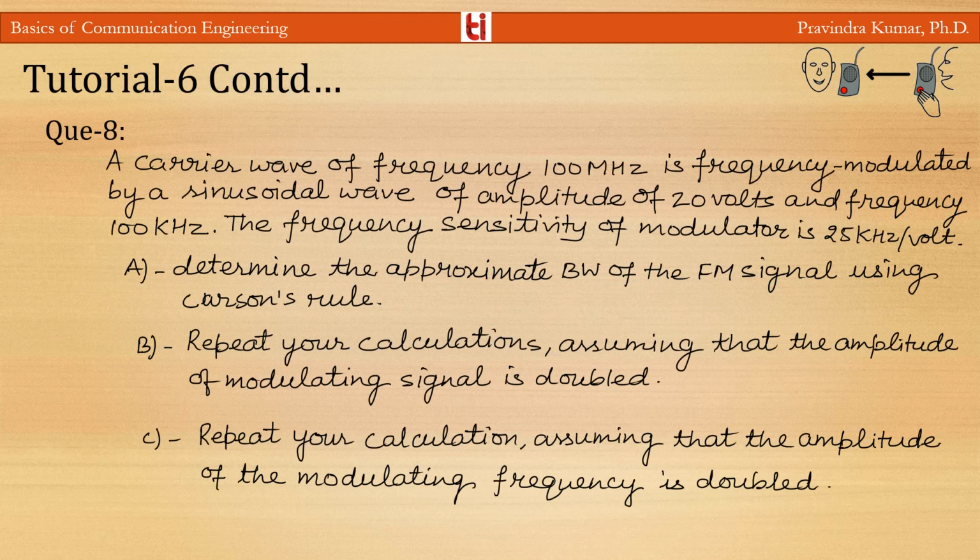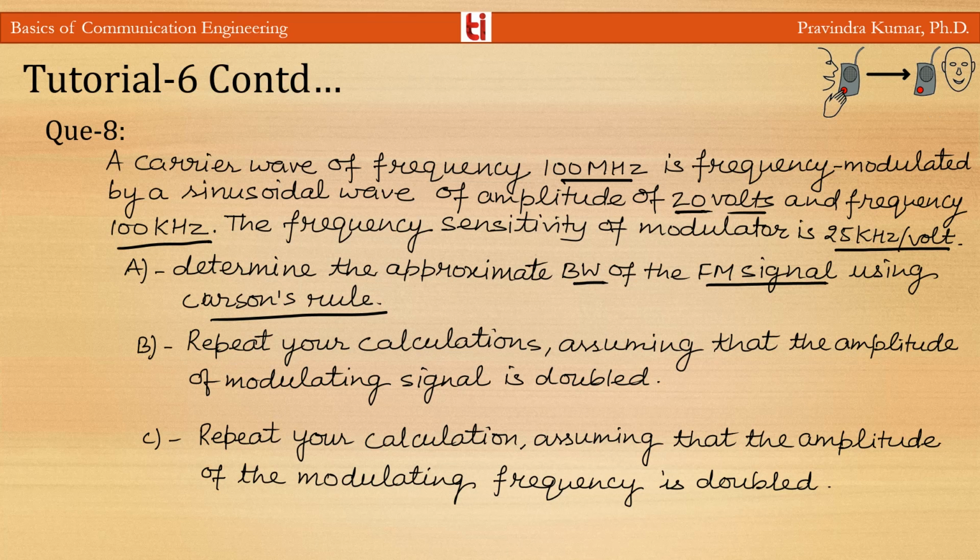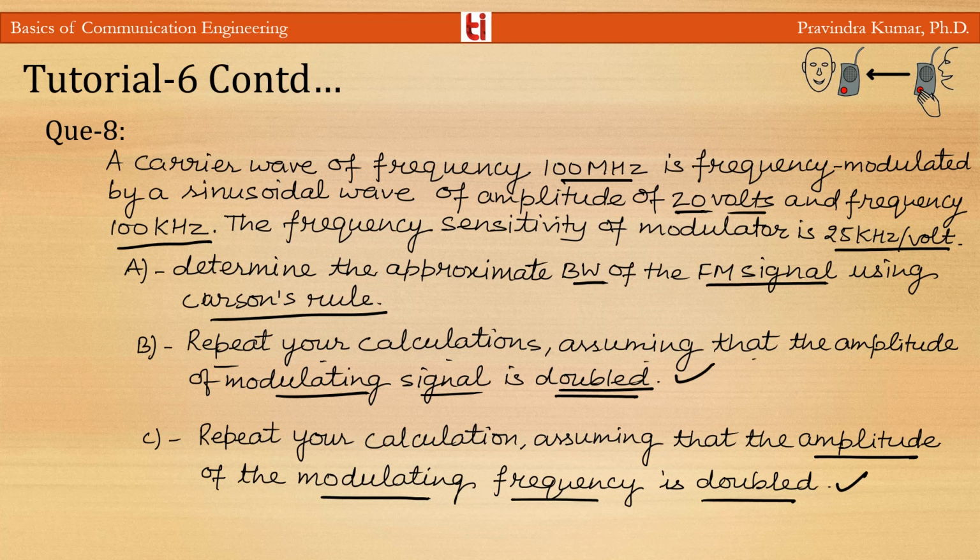Now next question. A carrier wave of frequency 100 MHz is frequency modulated by a sinusoidal wave of amplitude 20 volts and frequency 100 kHz. The frequency sensitivity of the modulator is 25 kHz per volt. Part A, determine the approximate bandwidth of the FM signal using Carson's rule, and repeat your calculations assuming that the amplitude of the modulating signal is doubled. And repeat the calculation assuming that the modulating frequency is doubled. So in the first case the amplitude is doubled, and in the second case the frequency is doubled.